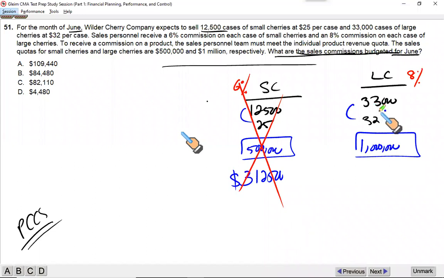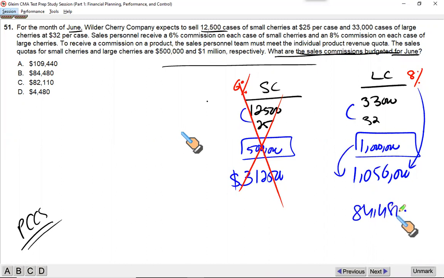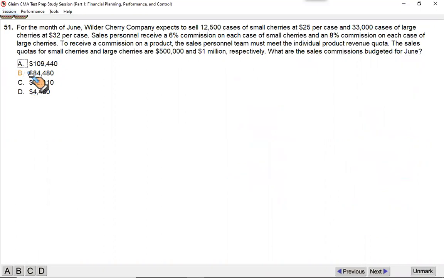What about the next item? 33,000 multiplied by 32. Yes, 1.056 million. That makes sense. That is the level beyond the target. So it deserves commission at the rate of 8%. Just take 8% of this number and you will get your sales commission. 84,480. So your sales and administration budget will be something like this, pretty straightforward. The complex area is production and the projected cash collection, which you have already learned. So B is the correct option.